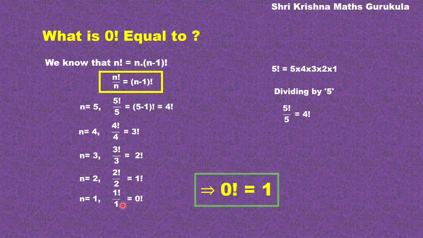This is what we have learned now. How did we get this? We have used this property to understand the value of 0 factorial.